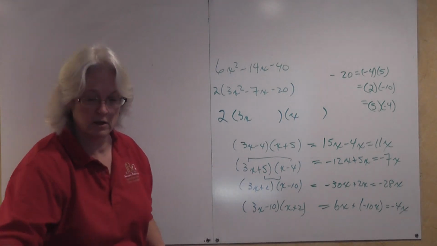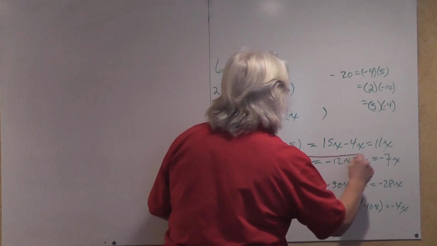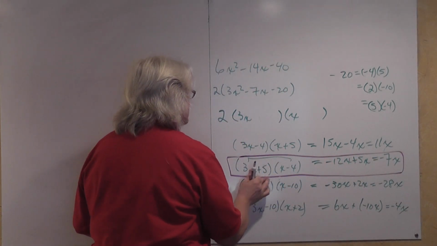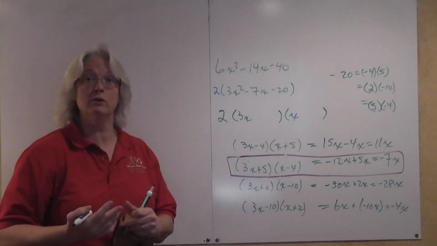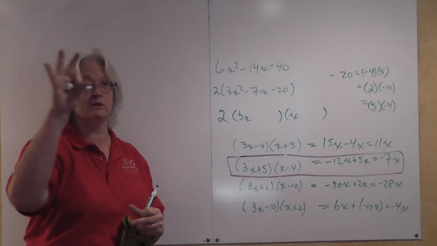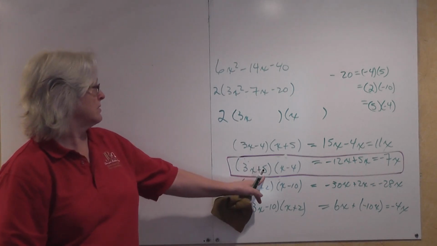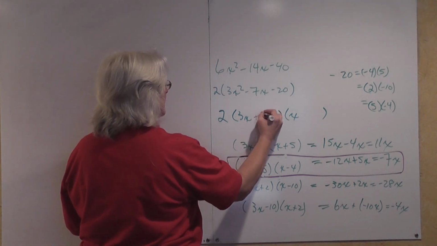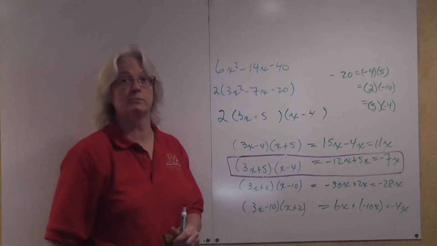This pairing of factors. The more you work through this process, the more it becomes second nature to you, and the more readily you're able to say, okay, it's not this one, not this one, not this one. It's one of these two. Let's see which it is. Oh, this is what my answer is. 3x plus 5 times x minus 4.